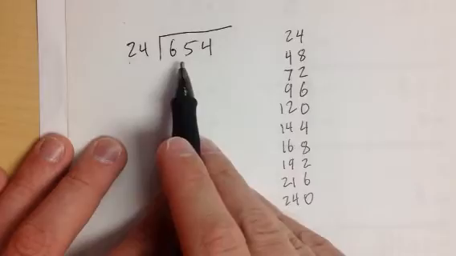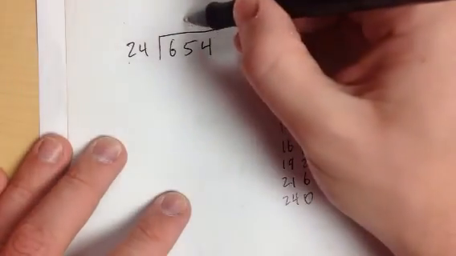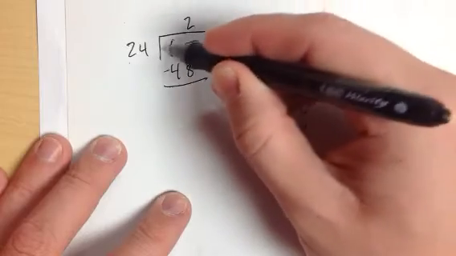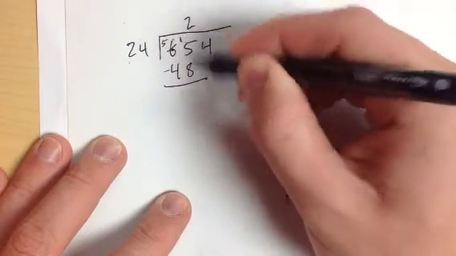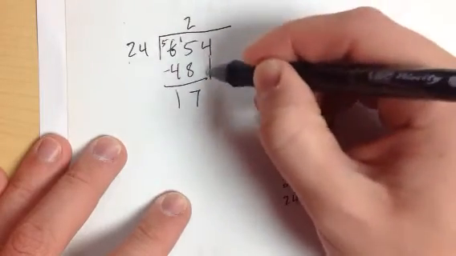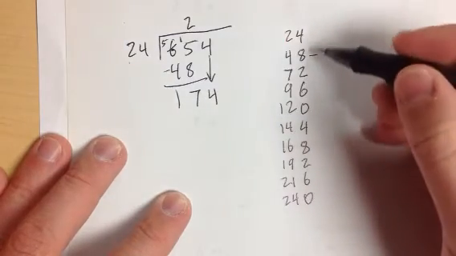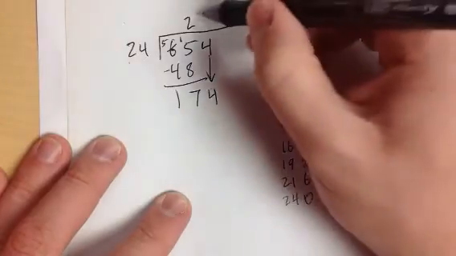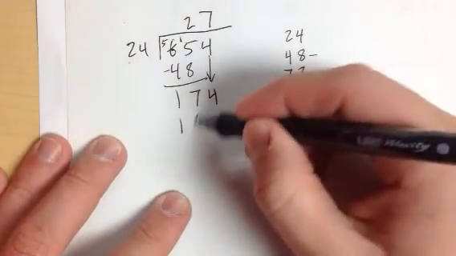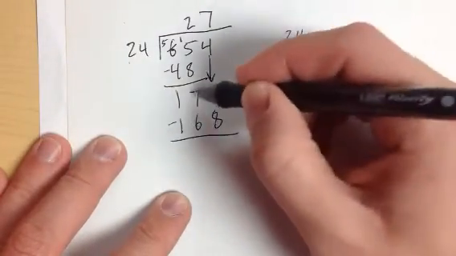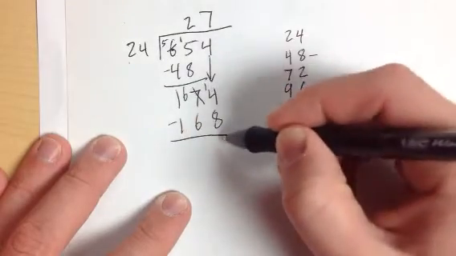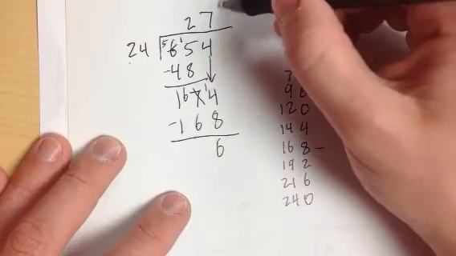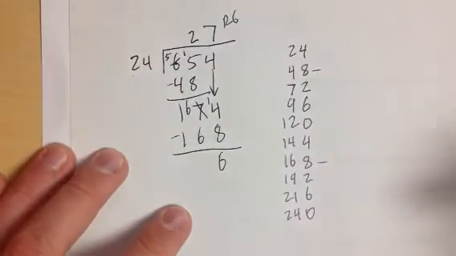So 24 goes into 65 twice. That's 48. When I subtract, I borrow. That's 17. Bring down the 4. 174 is 1, 2, 3, 4, 5, 6, 7 times. That's 168. Subtract, borrow, 14 minus 8 is 6. So here we could write it as remainder 6 if we could just use a remainder.